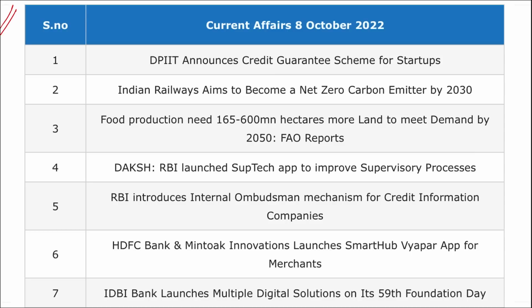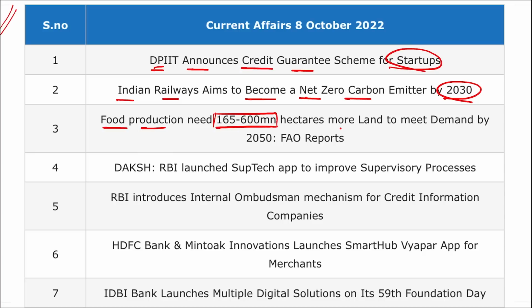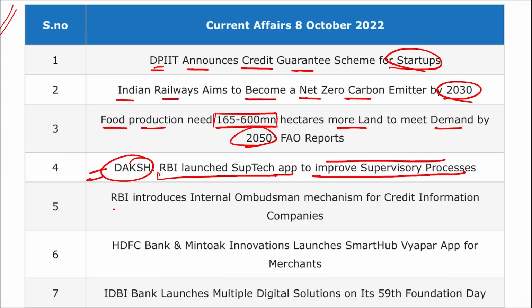Next, friends, once we have done all the current affairs, we have to revise all the current affairs. Let's start. DPIIT has announced a credit guarantee scheme for startups that will provide them loans up to a certain limit, collateral free. Indian Railways aims to become a net zero carbon emitter by 2030. Food production needs 165 to 600 million hectares more land to meet the demand by 2050. Daksh, RBI has launched this suptech app to improve the supervisory process by the name Daksh. RBI introduces internal ombudsman mechanism for credit information companies.